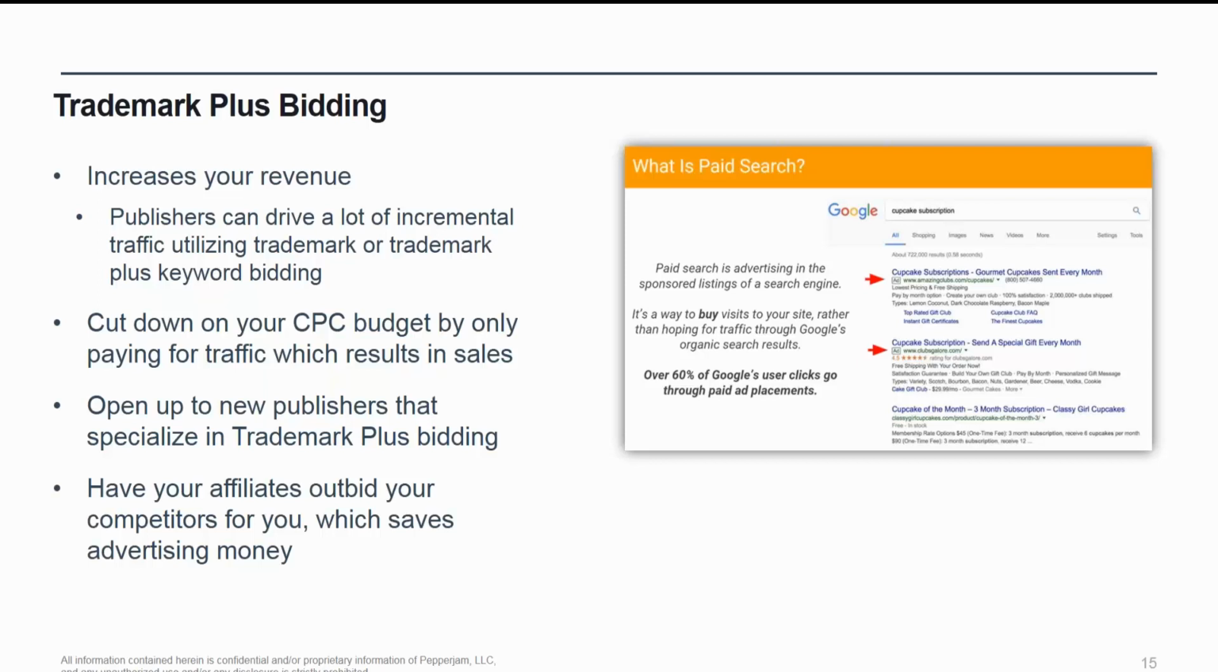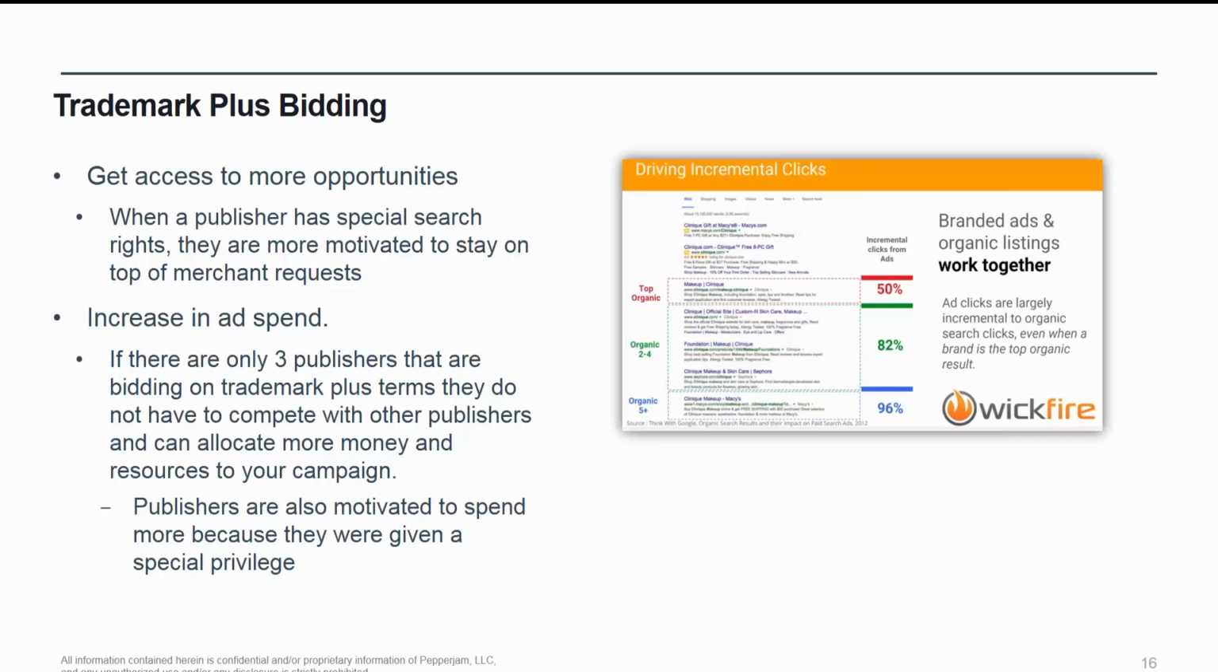So it opens you up to publishers that you may not otherwise be able to join with, or maybe not be able to fully optimize with, and gives you a lot more avenues to work with those publishers. It also gives you the ability to have your publishers outbid your competitors for you. Especially if you don't already do your own search, it's good to consider looking at publishers that can help you out with this and help drive some more traffic and brand awareness. This also gives you access to more opportunities. As I mentioned before, if you're looking at out-of-the-box opportunities, you may be able to get better placements with publishers by giving them access to your TM Plus rights.